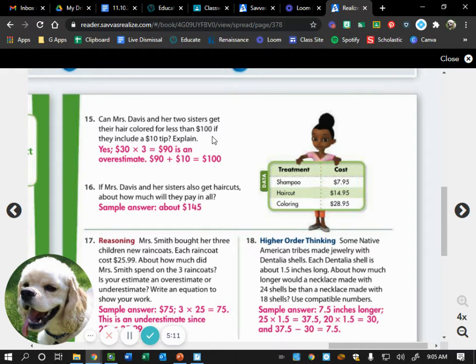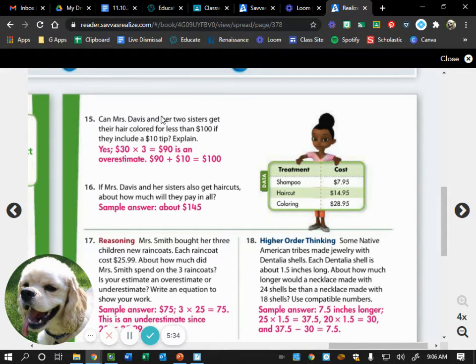Then, yep, I'm getting to that. Then you would add $10 onto it. So if you did 30 times 3 and got 90 and you add 10 onto it, that's $100. So that would be $100. And then if you had 29 times 3, which is 87 plus 10, then that would be 97. So you either got $100 or $97.